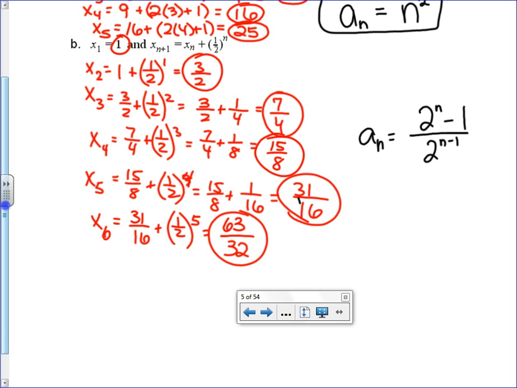2 to the 1, 2. I'm starting at 1, right? That's right. 2 minus 1, 1. 2 to the 2, 4, minus 1, 3. 2 to the 3, 8 minus 1, 7. 2 to the 4 minus 1, 15. Good, but hard. It makes it way easier, because if I were to ask you for x sub 100, we'd have 94 more to go.